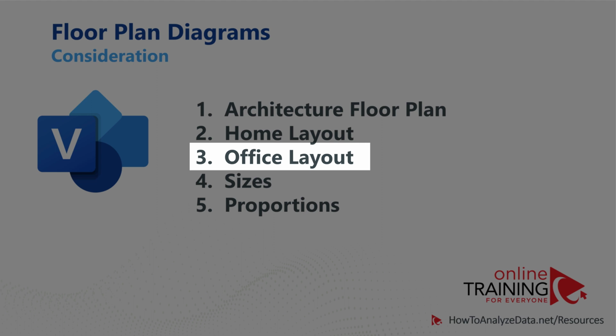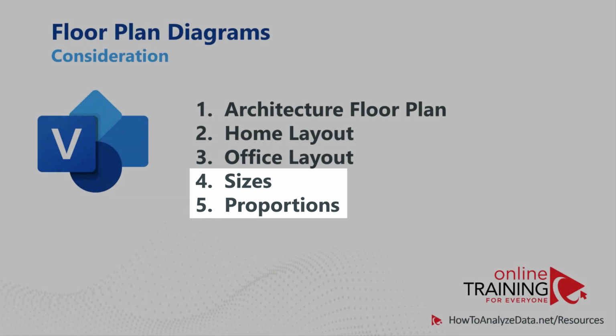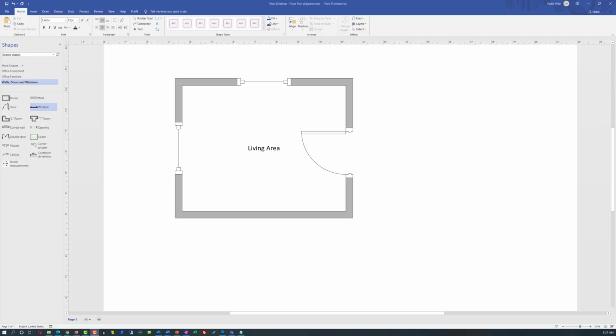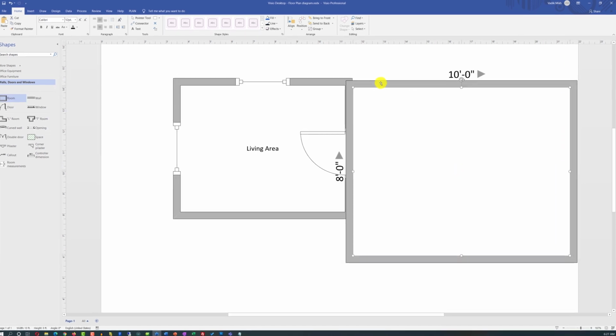If you're trying to depict an existing floor plan, you might want to consider getting the sizes of the objects and capturing their proportions. It is very easy to add additional objects onto the diagram as you're progressing with your design. You just need to drag an additional object and snap it into an existing object.